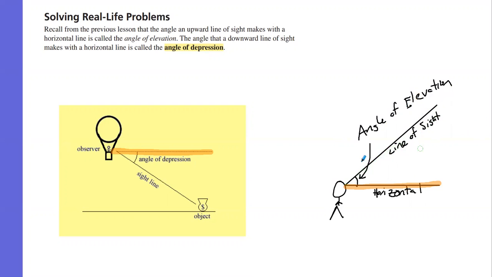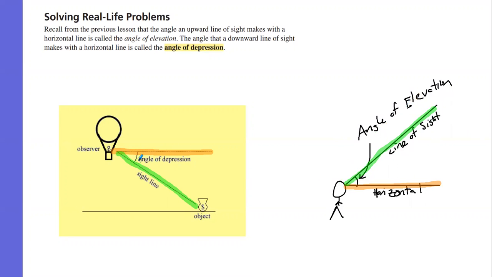So if you're looking up, the angle in between the horizontal and your line of sight is your angle of elevation. And if you are looking down, this angle right in here is your angle of depression.